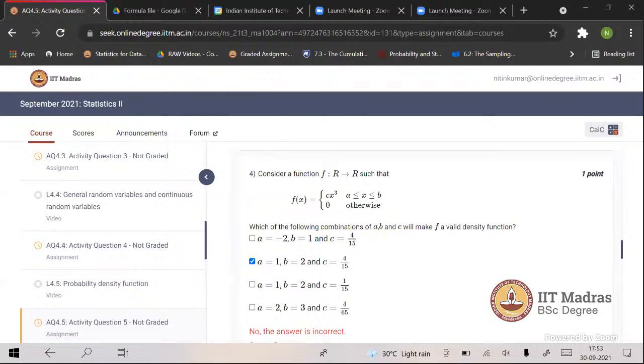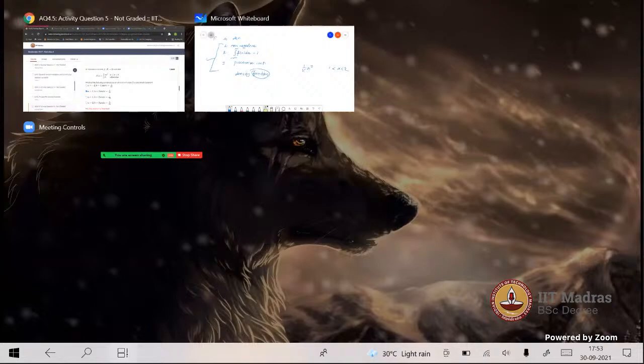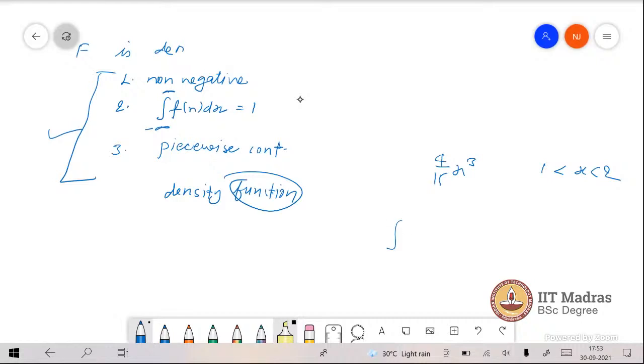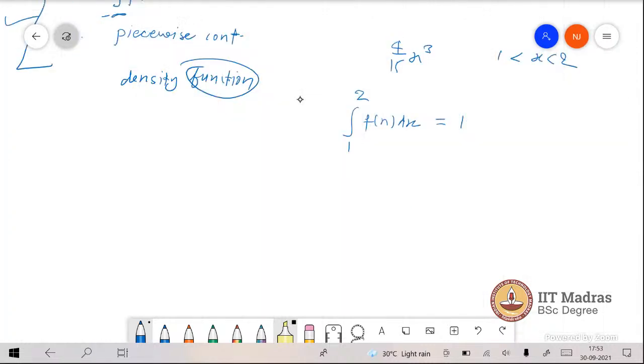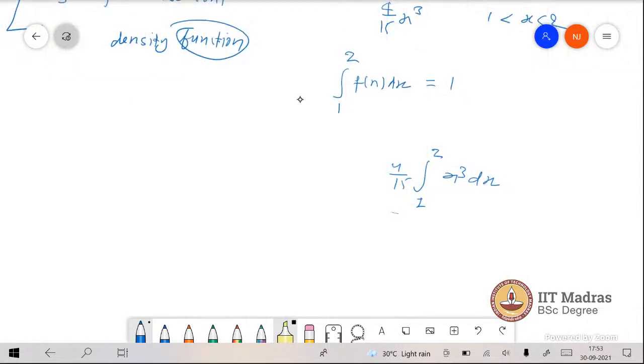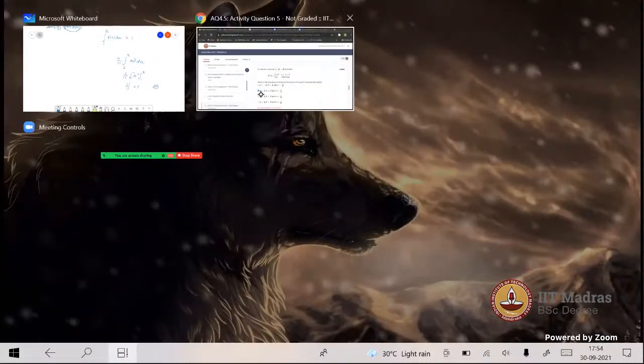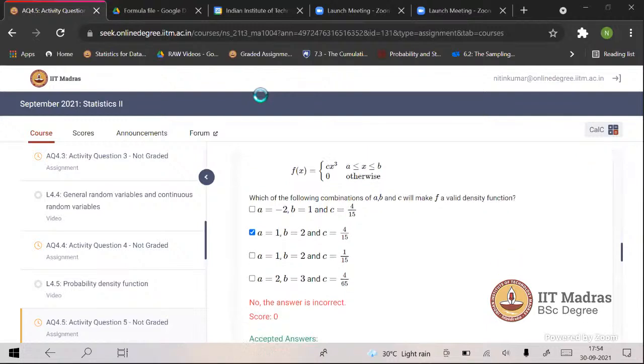C is 4 by 15, from 1 to 2. Now you need to check the second property. The second property says that the area under the curve inside the range is always 1. So check this property. It is the integral from 1 to 2 of 4 by 15 x cube dx. So this will be 1 by 15 times x to the power 4 by 4, which becomes 15 by 15. So it is 1. So it is satisfying the second property also. So this becomes a valid density function. For this combination, it is a valid density function.